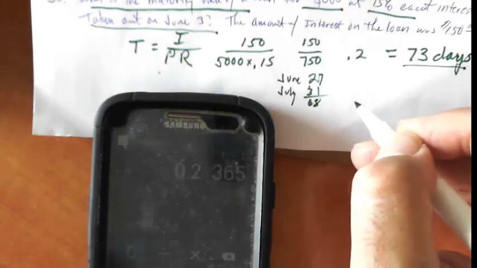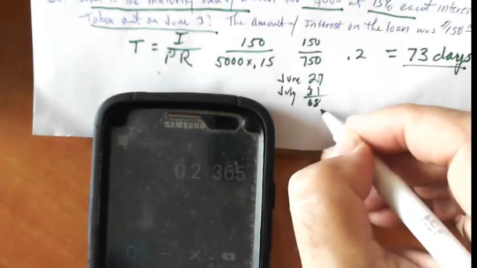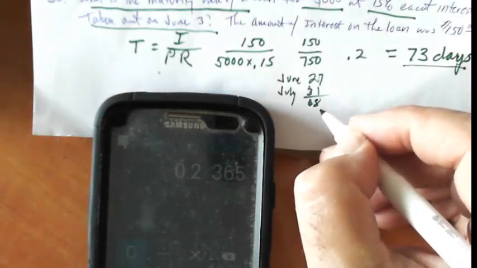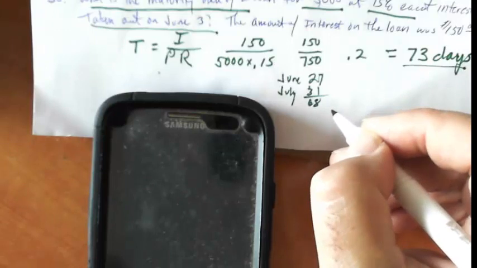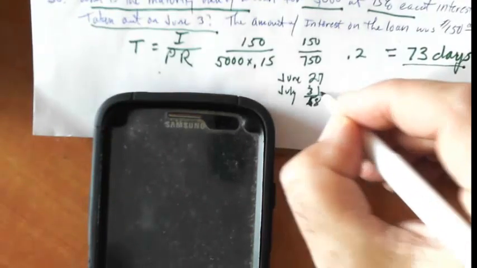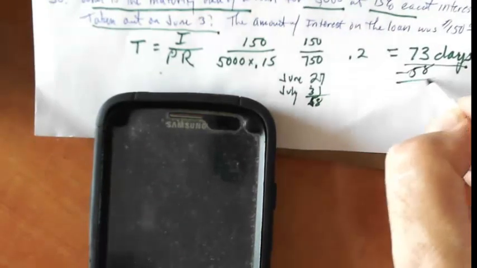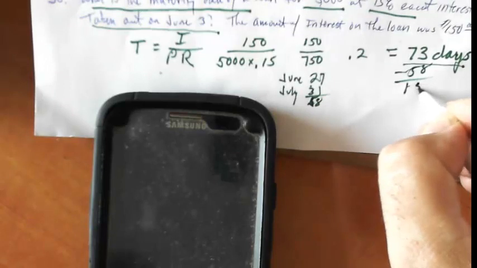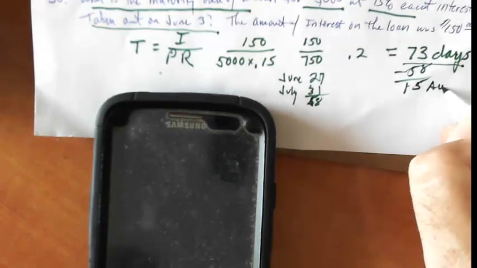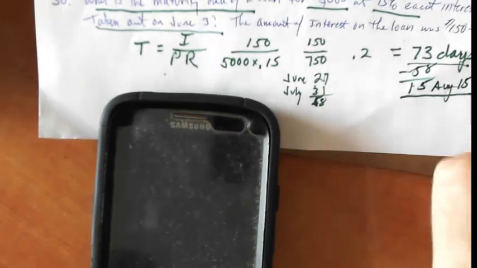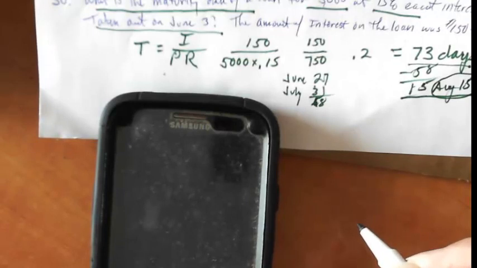Now we have to add another 73 days onto that. So what do we need here? So okay, so we need another, so 58. So we need another 15 days. So then that's going to be August 15th then. So another 15 days is going to be August 15th when that's due.